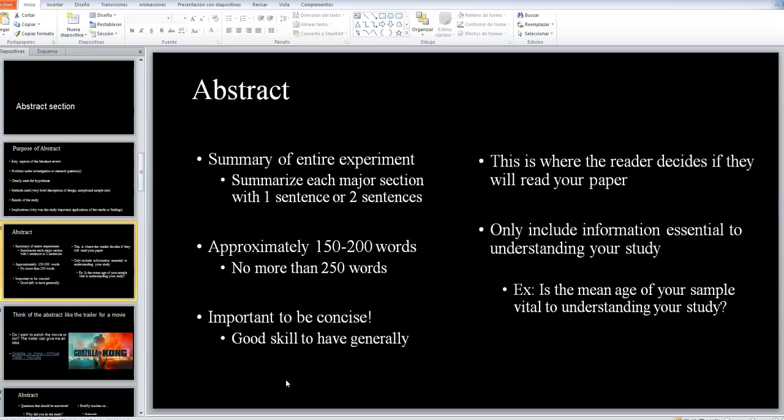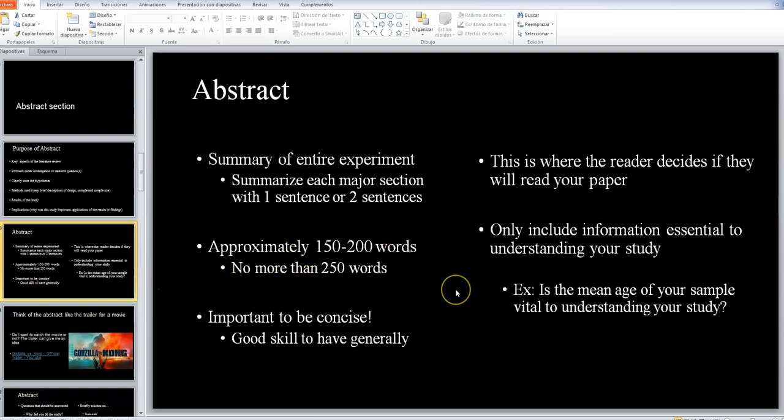So summarize each major section with 1 or 2 sentences. Approximately should be 150 to 200 words. The abstract shouldn't be more than 250 words. This is pretty much standard. And you have to be concise. You got to be up to the point, state what it is about. This is where the reader decides if they will read your paper, and only include information essential to understanding your study.